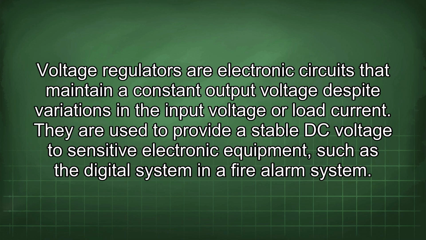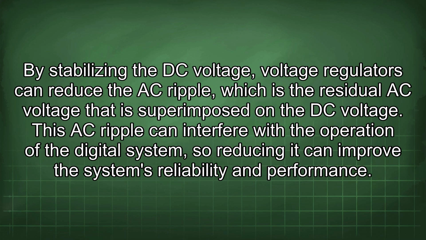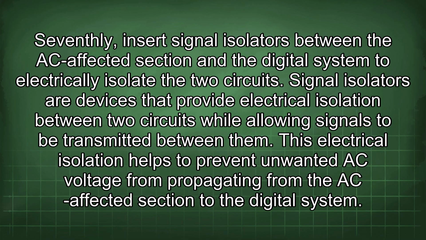Voltage regulators are electronic circuits that maintain a constant output voltage despite variations in the input voltage or load current. They are used to provide a stable DC voltage to sensitive electronic equipment, such as the digital system in a fire alarm system. By stabilizing the DC voltage, voltage regulators can reduce the AC ripple, which is the residual AC voltage that is superimposed on the DC voltage. This AC ripple can interfere with the operation of the digital system, so reducing it can improve the system's reliability and performance. Seventhly, insert signal isolators.